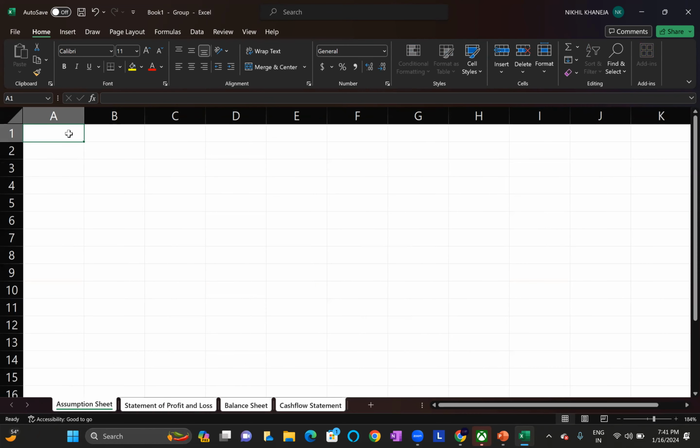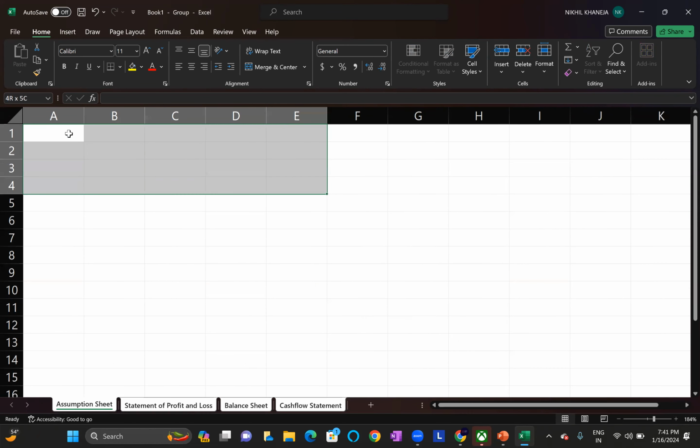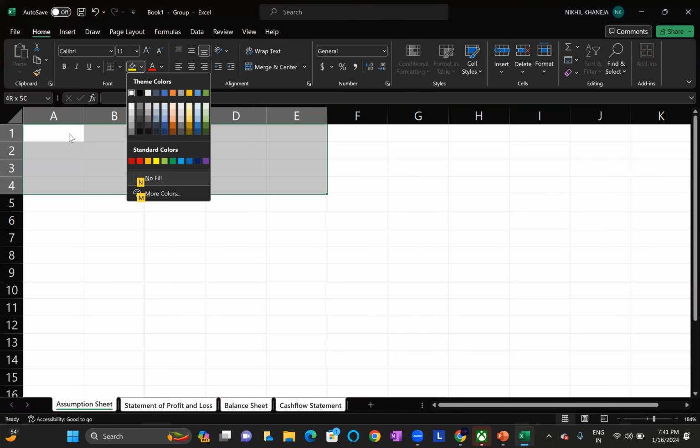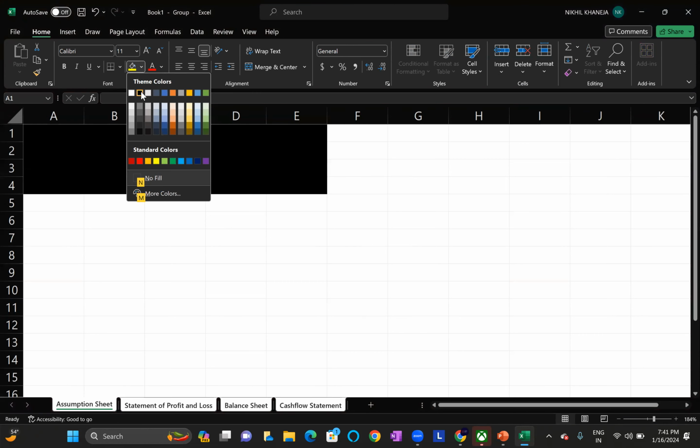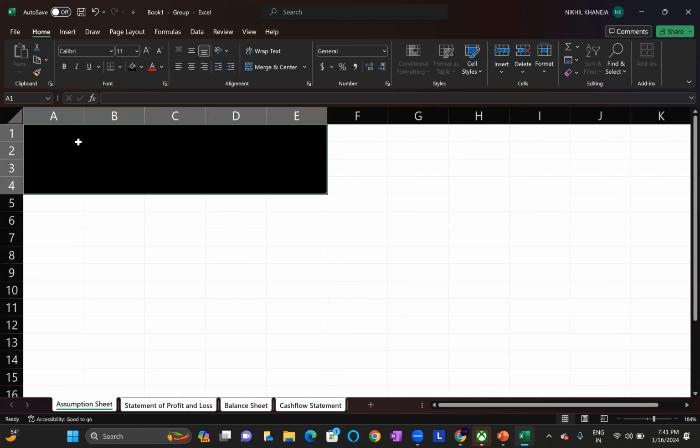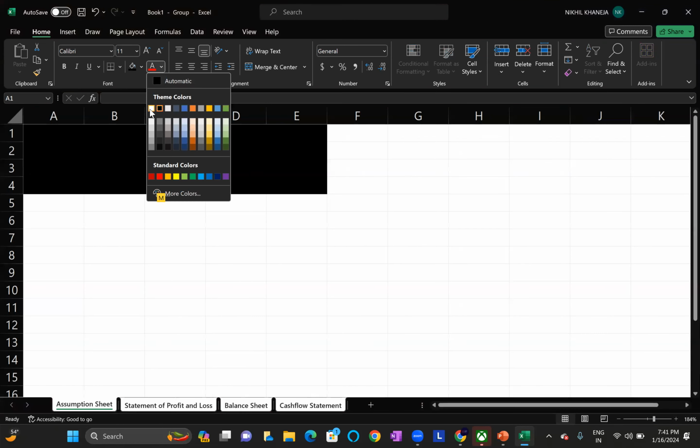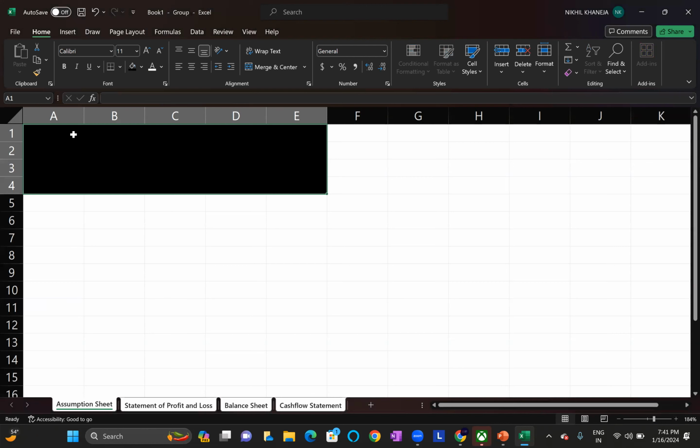I'll select this portion, Alt HH. I will give background color black. So now, as you know, only white will be visible on a black background. So now Alt HFC font color, it would be white.